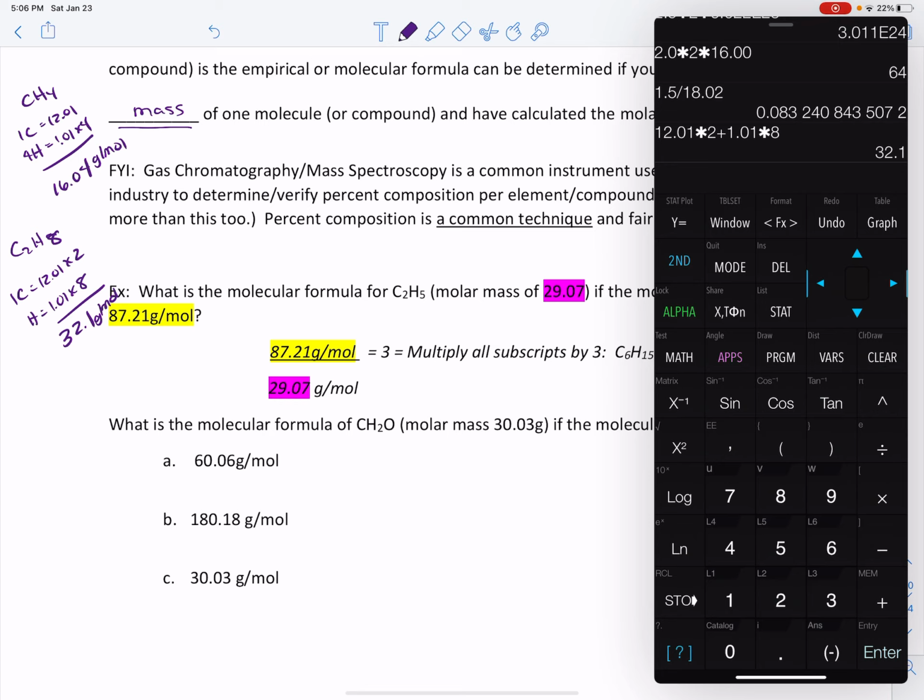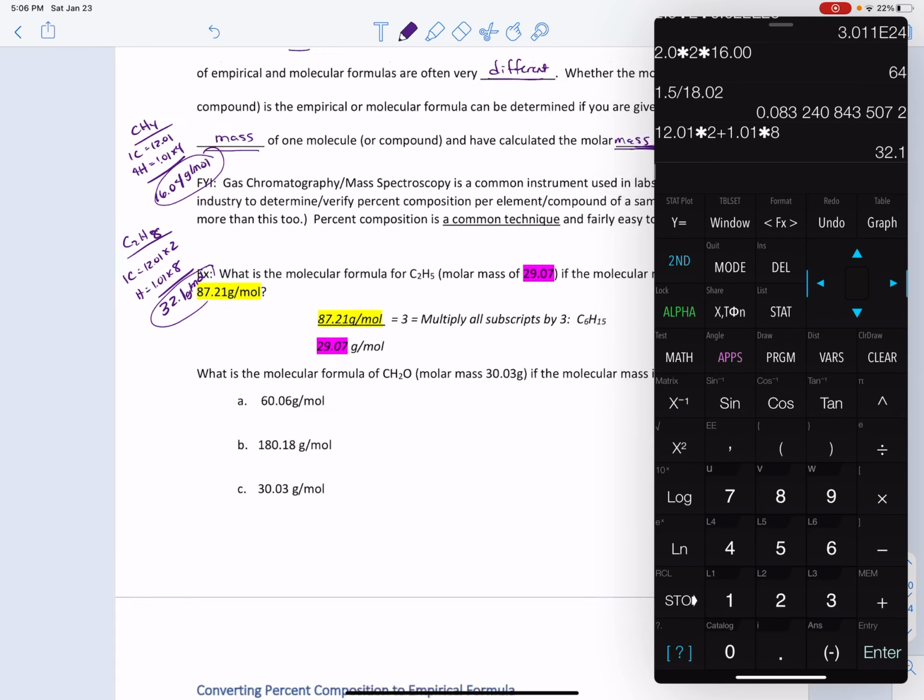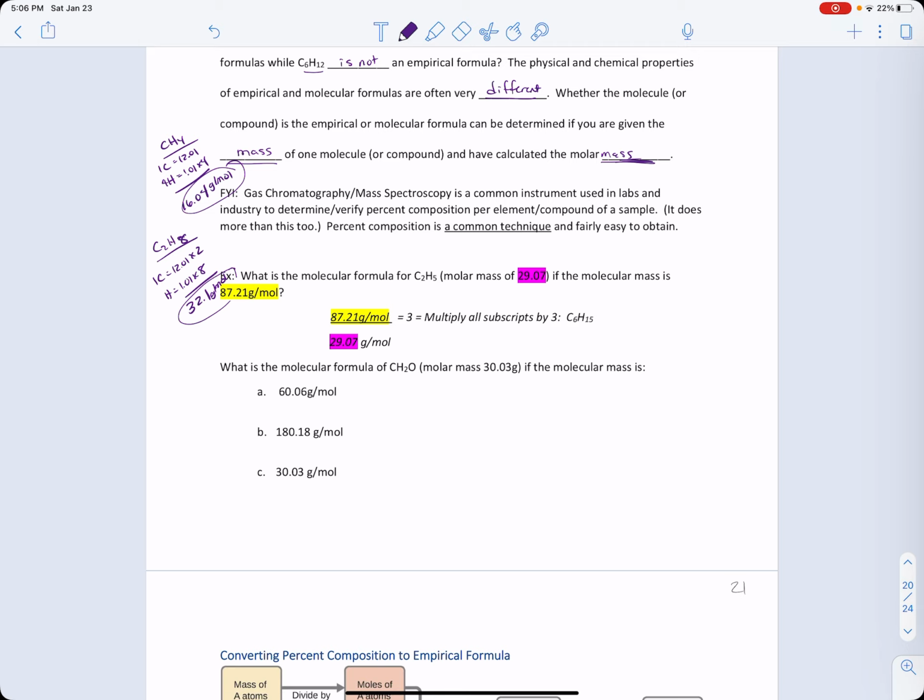First of all, this is exactly half of this. Does it make sense that the mass is half of this? So the last part of this statement right here, it says you can determine if you're talking about the empirical or the molecular if you're given the mass and you know the molar mass.